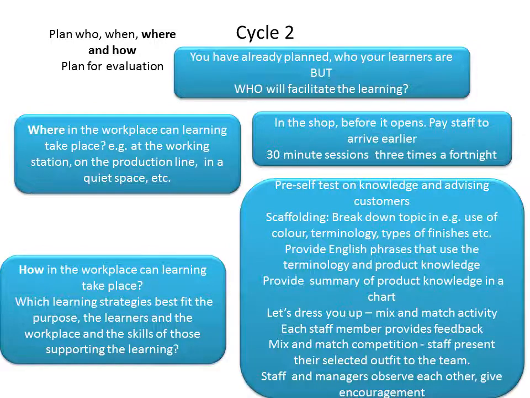So in the second cycle, where we look at the first element, planning who, when, where and how, you've already planned who your learners are, but who will facilitate the learning? And where in the workplace can learning take place? For example, at the working station, on the production line, in a quiet space. So most of the time it can be as the work is taking place. In a retail store they chose to do it somewhat differently.